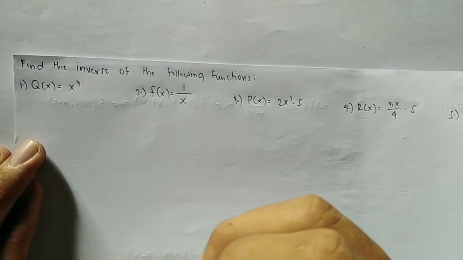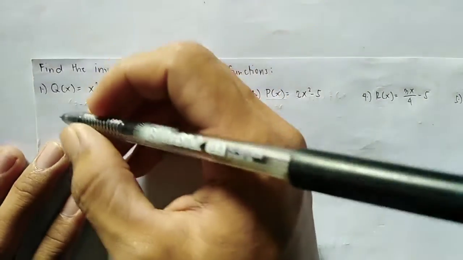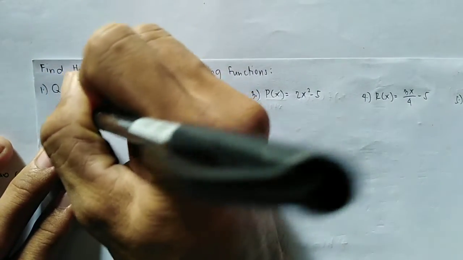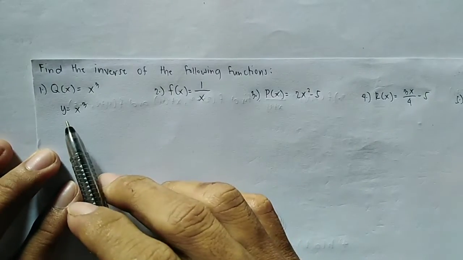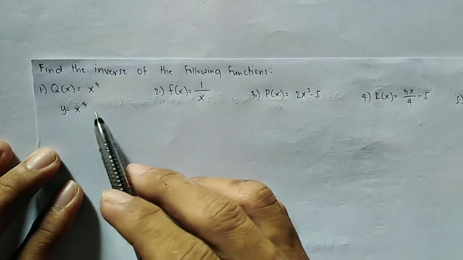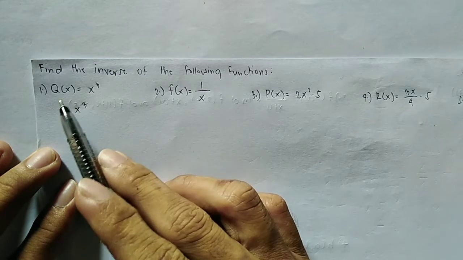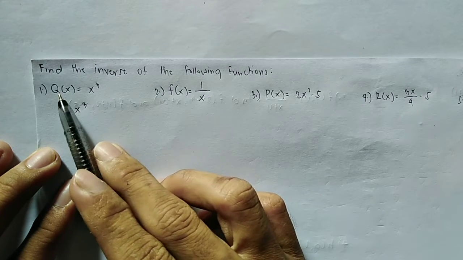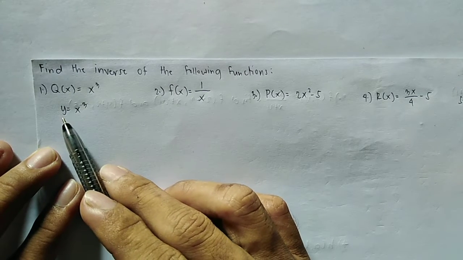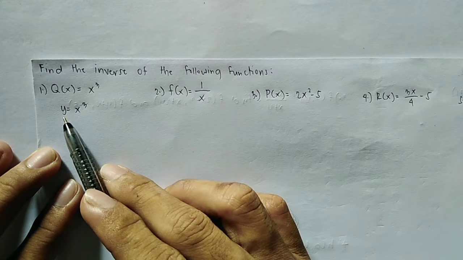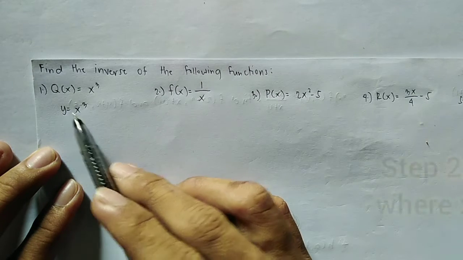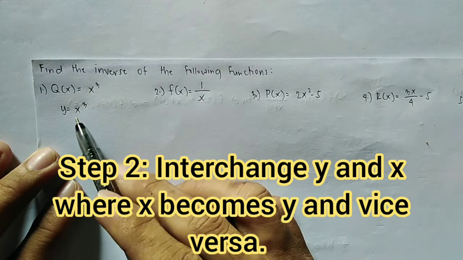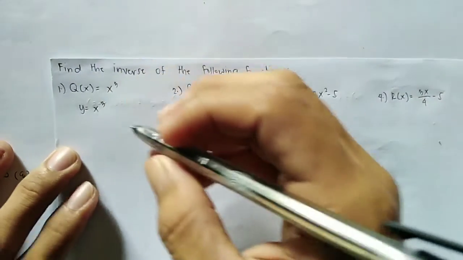So now it will become y equals x cubed. Since we have y equals x cubed, what we did here is simply replace q of x, the functional notation, with y. After that, we have to interchange y and x, meaning you make y your x and your x your y. So let's proceed.